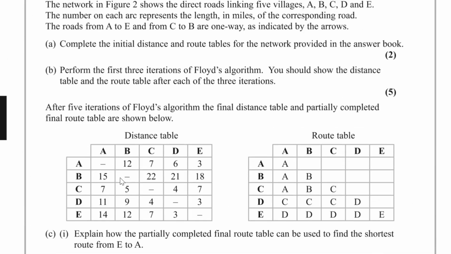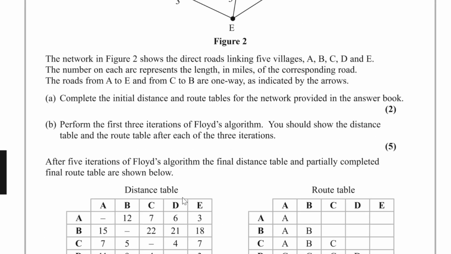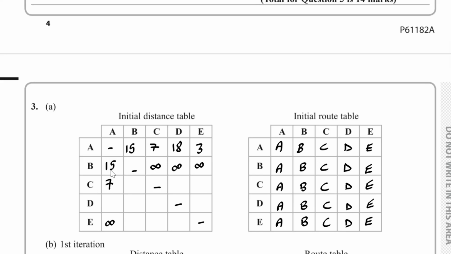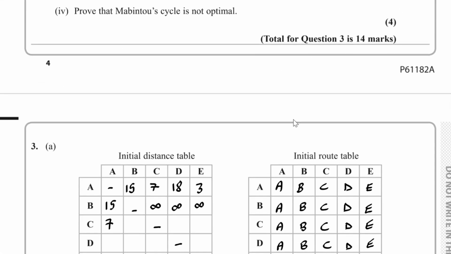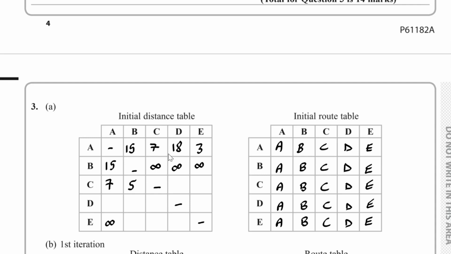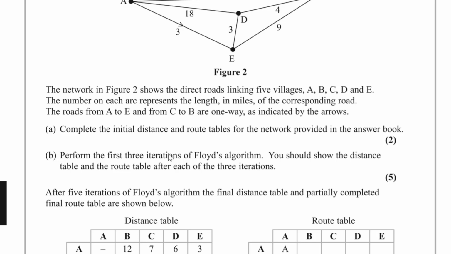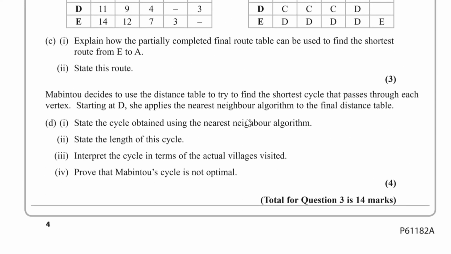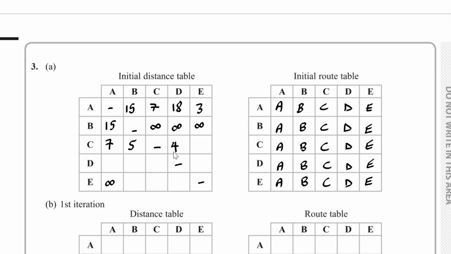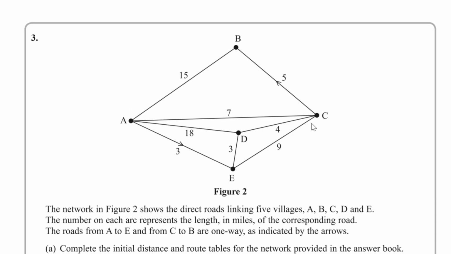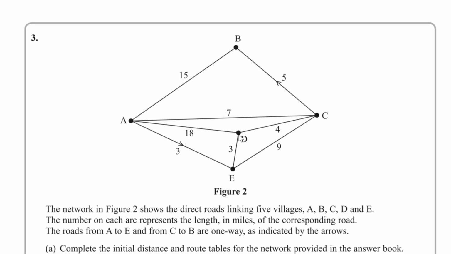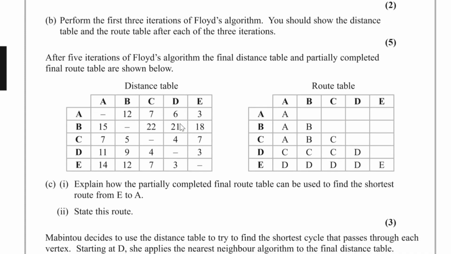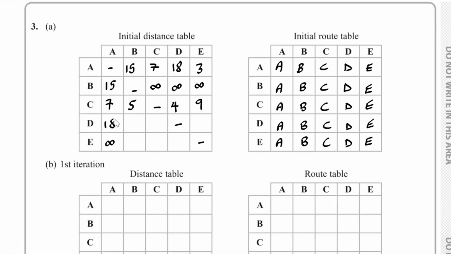Now, C to A, start at C, finish at A, that's 7, so we have 7 over here. CB, start at C, finish at B, that would be 5, we can fill that in, no problem. C to D, start at C, finish at D, that would be 4, so we have 4 over here. And CE, start at C, finish at E, that would be 9, so we can fill this in with a 9. Start at D, finish at A, can we do that? If you go back to the table, start at D, finish at A, that would be 18, so we have 18 over here.